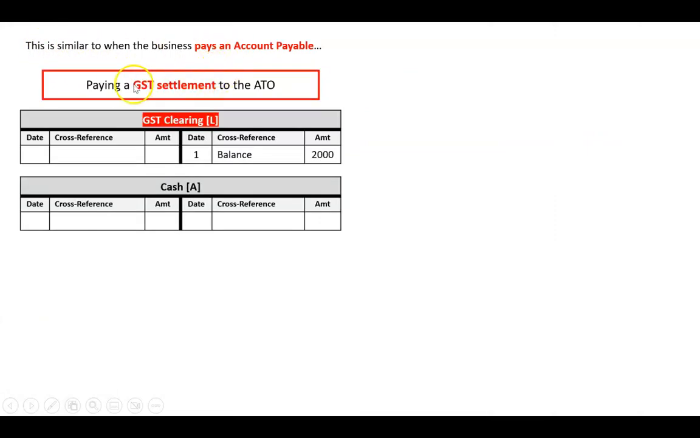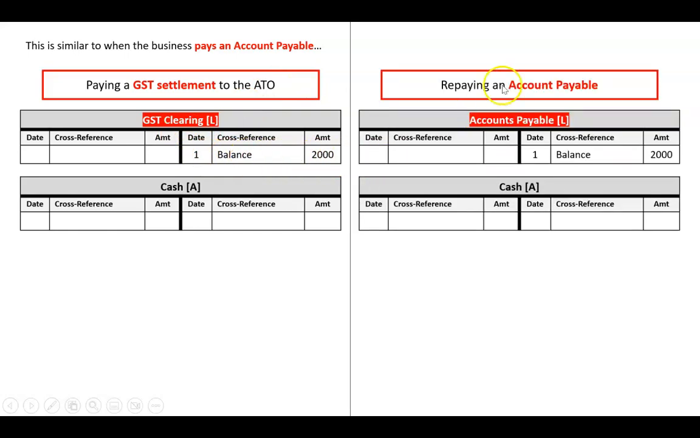However, just a couple of things to note. You can kind of think of this as similar to when we pay an account payable. So let's have a look at what we just did. We paid a GST settlement to the Australian Tax Office. So what we did, we had a liability with a balance on the credit side. What about if we paid an account payable? Well, we'd also have a liability. It would be called accounts payable though, instead of GST clearing. But let's say we also owed them 2,000. Well, what would happen when we paid that? We would do a debit to the GST clearing account, and we'd do a debit to accounts payable.